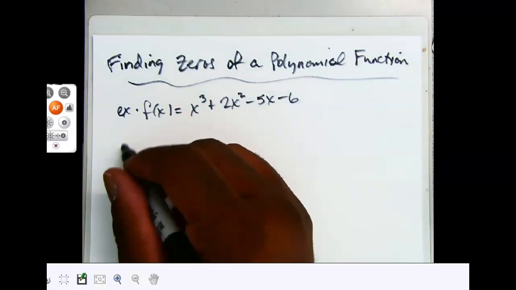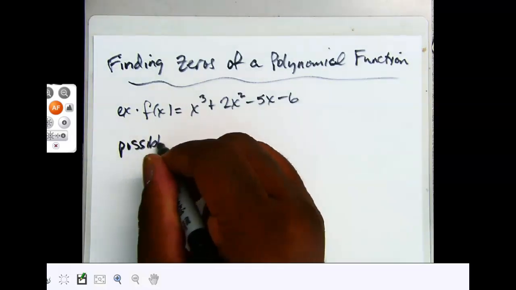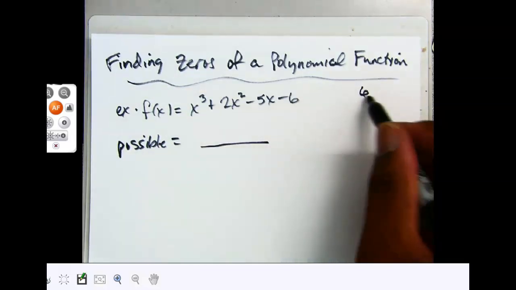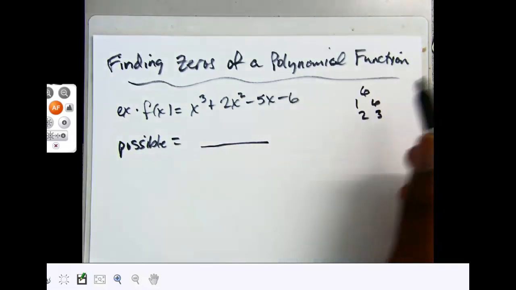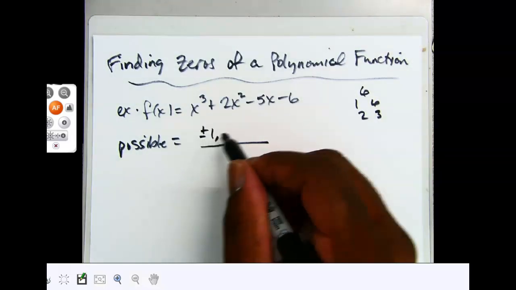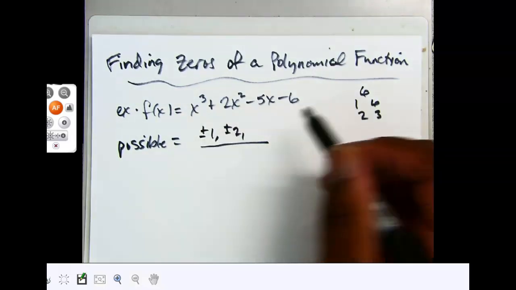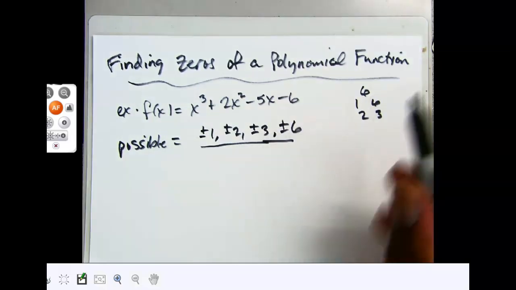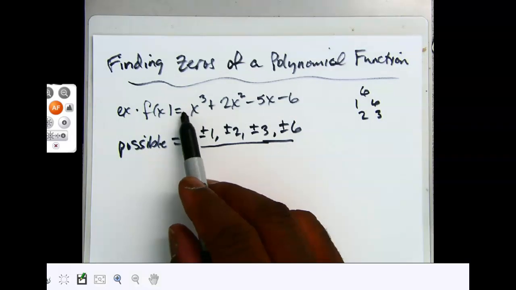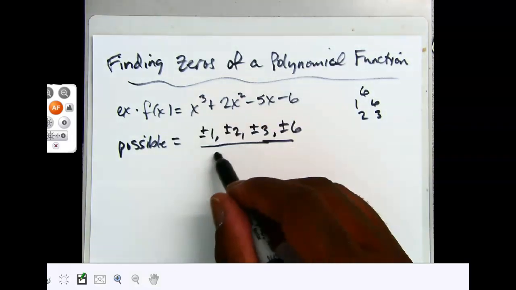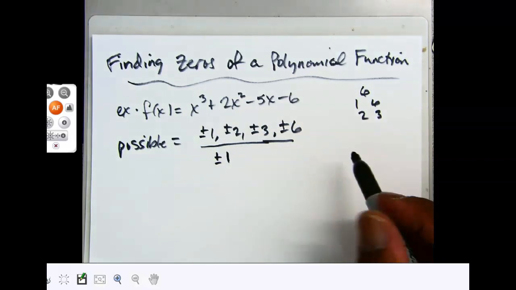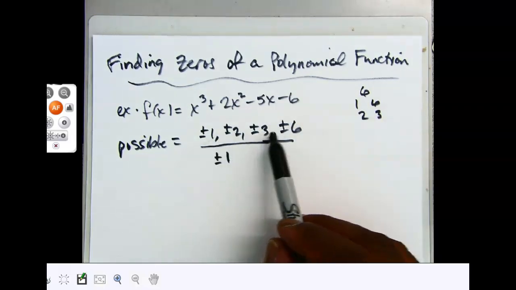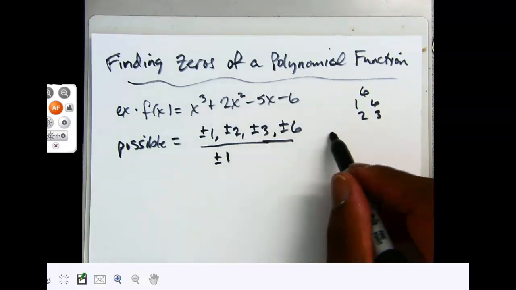So here are possible zeros. Well, our constant 6 is 1 times 6 and 2 times 3. So we get plus or minus 1, plus or minus 2, plus or minus 3, and plus or minus 6. Our leading coefficient here is 1. So that's just plus or minus 1. So dividing these by 1, you're going to get 2, 4, 6, 8. So you have 8 possibilities.